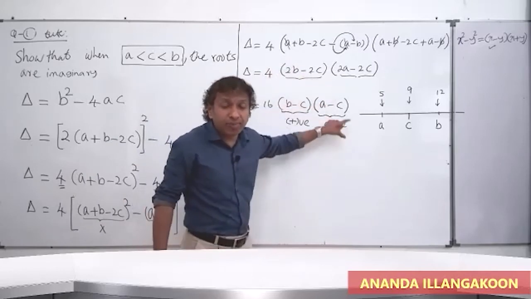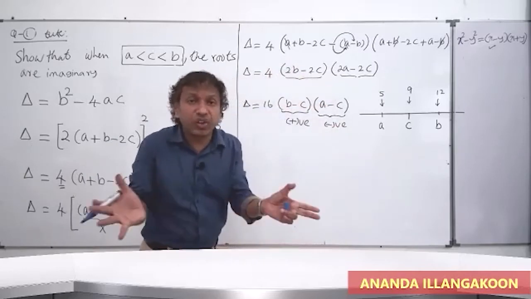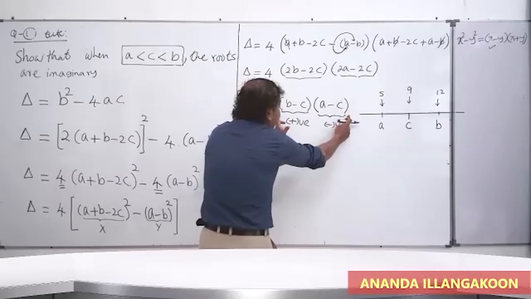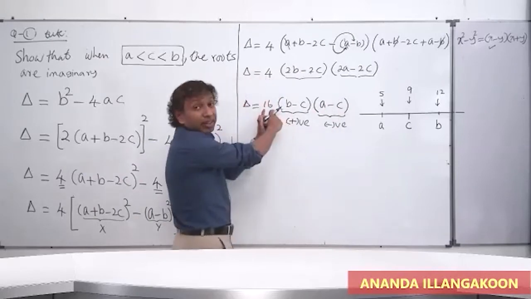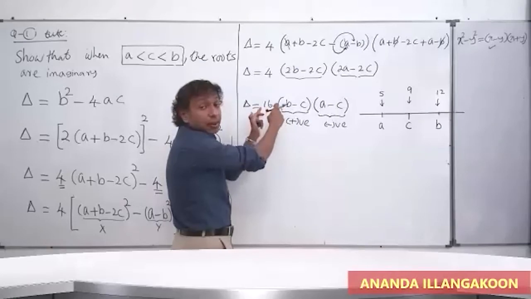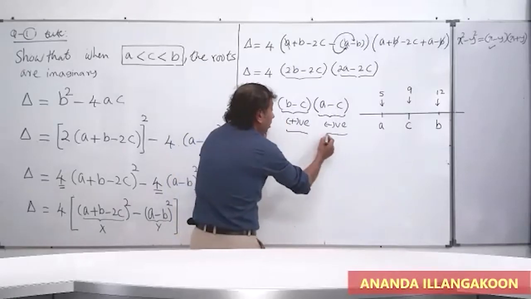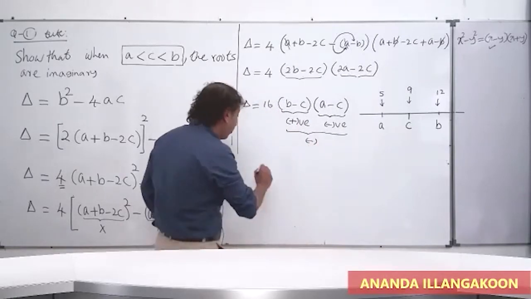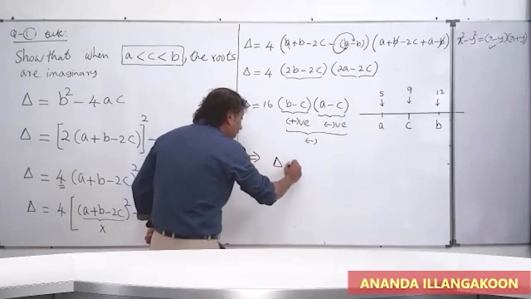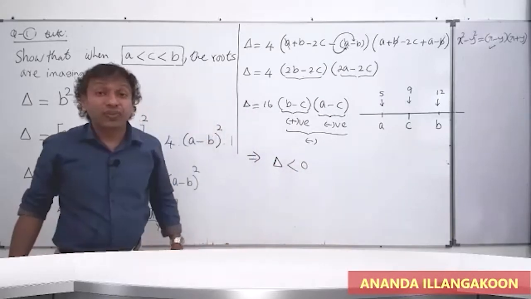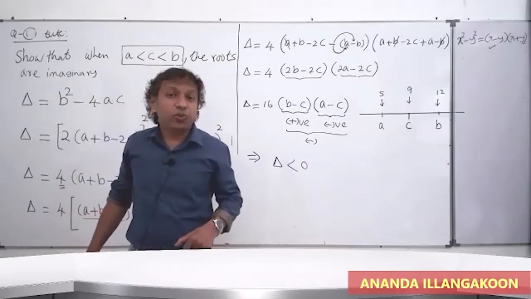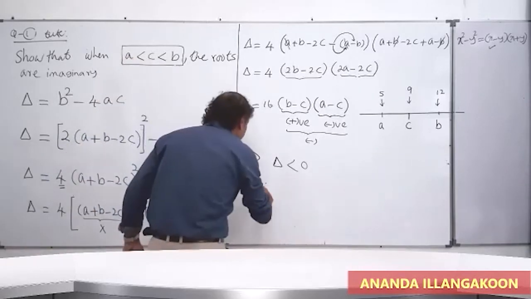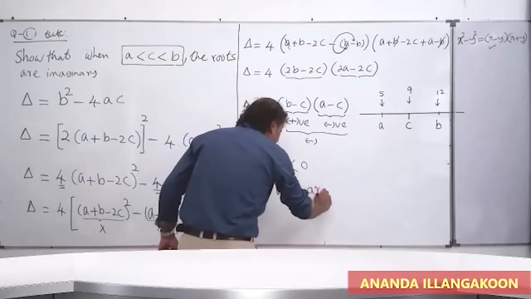A positive number multiplied by a negative number. Plus times minus, when you multiply, the answer is minus. Then this together is minus. That is multiplied by this 16, which is plus. Plus and minus, when you multiply, we get minus. So this gives us delta less than 0. Delta negative means less than 0. Delta negative means the roots are imaginary. Therefore, the roots are imaginary.